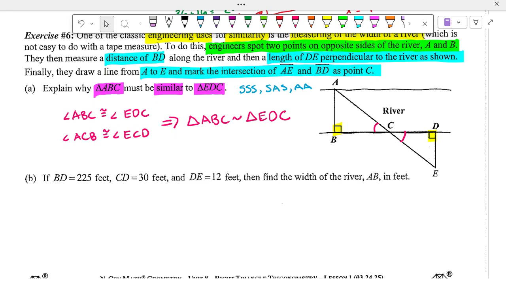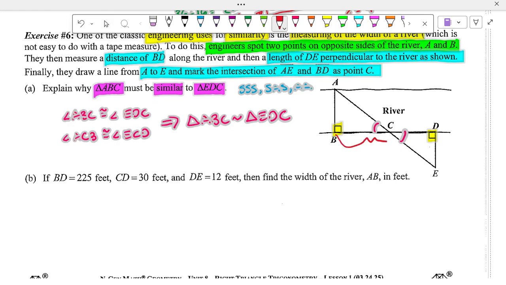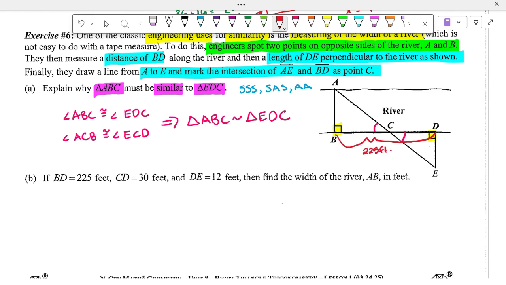Now, since we know that they're similar, we can solve some problems with it. So, they said that BD is 225 feet. So this entire stretch right here is 225 feet. CD is 30 feet. And DE is 12 feet. And they want us to find the width of the river AB. So let's call that X.